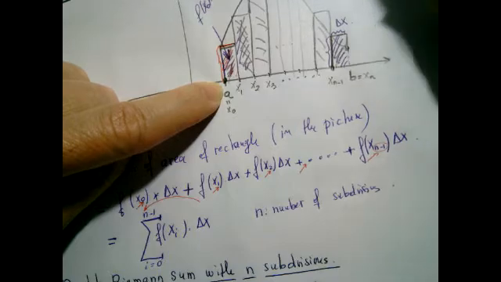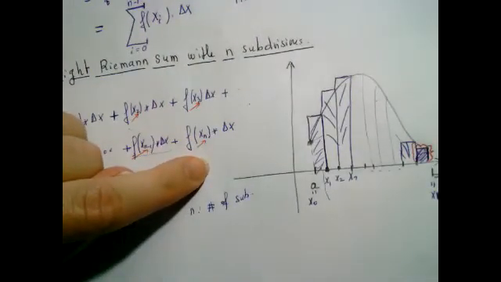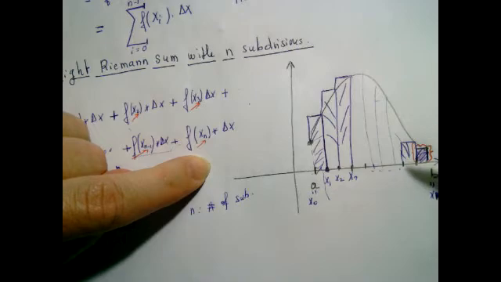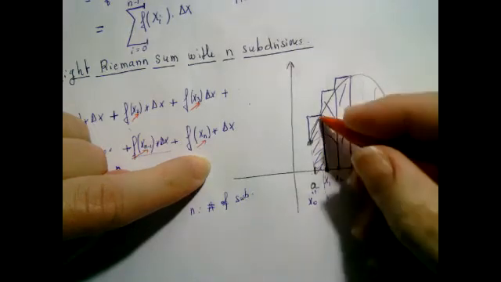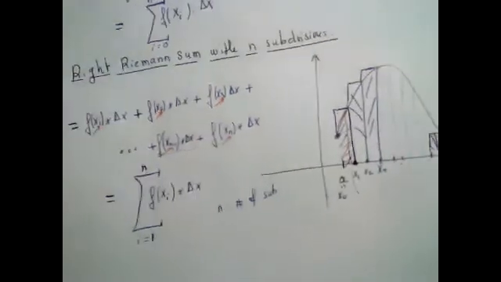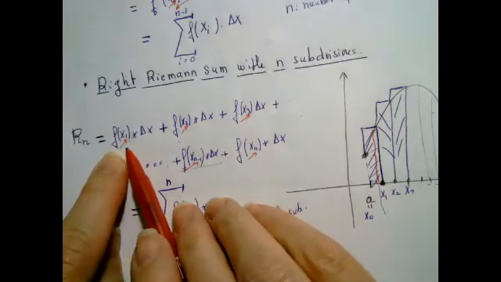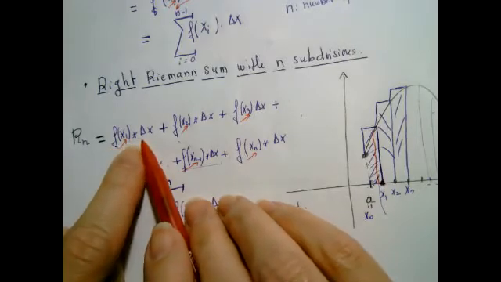Yes. What about the right one? What's the first rectangle? What's the area? What's the height? The value of the function where? x sub 1. That's the height. So in my sum here, what should be the first one? f of x sub 1 times delta x.